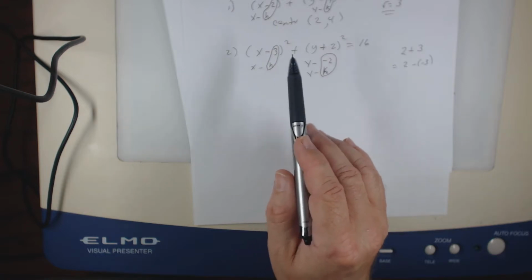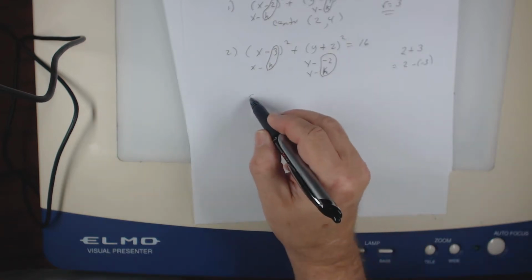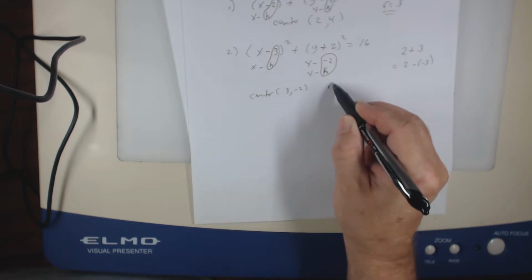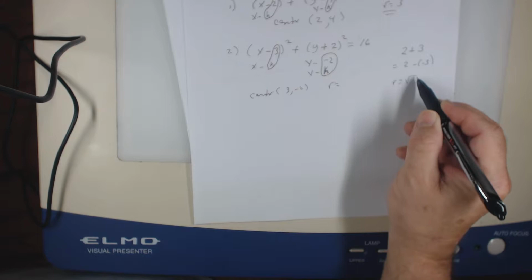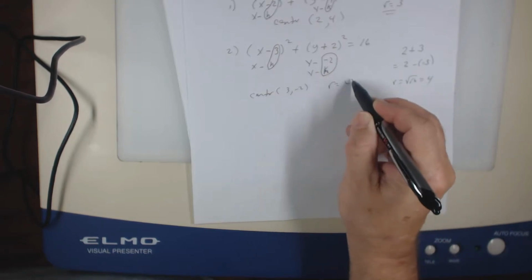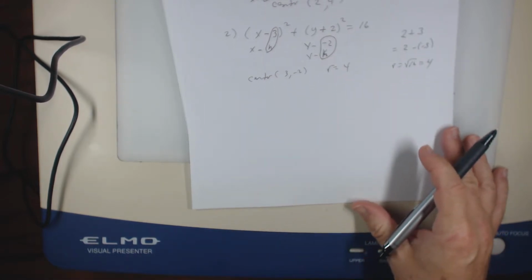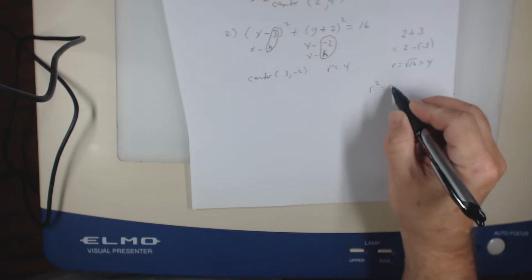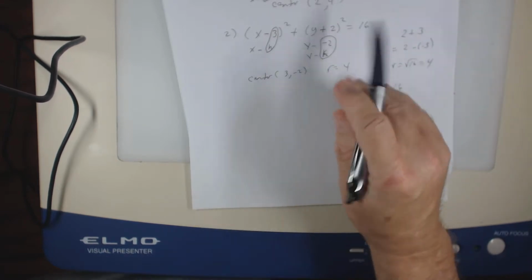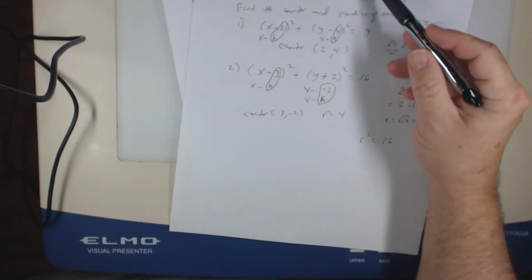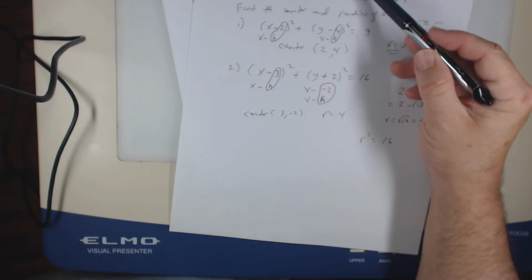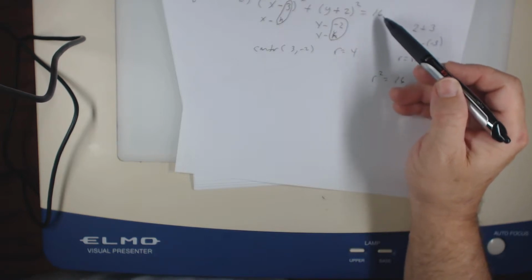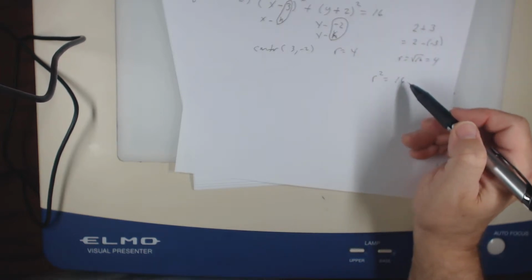Make sure you do something like this if you can't remember in your mind what to do visually. So what's the center? 3 comma negative 2, and the radius would be the square root of 16, which is what? 4. And make sure you understand why I'm taking the square root of 16, because r squared equals what? 16, right? Isn't that what this says right here, that this is r squared? So what is that number on the other side then? It's 16, correct?